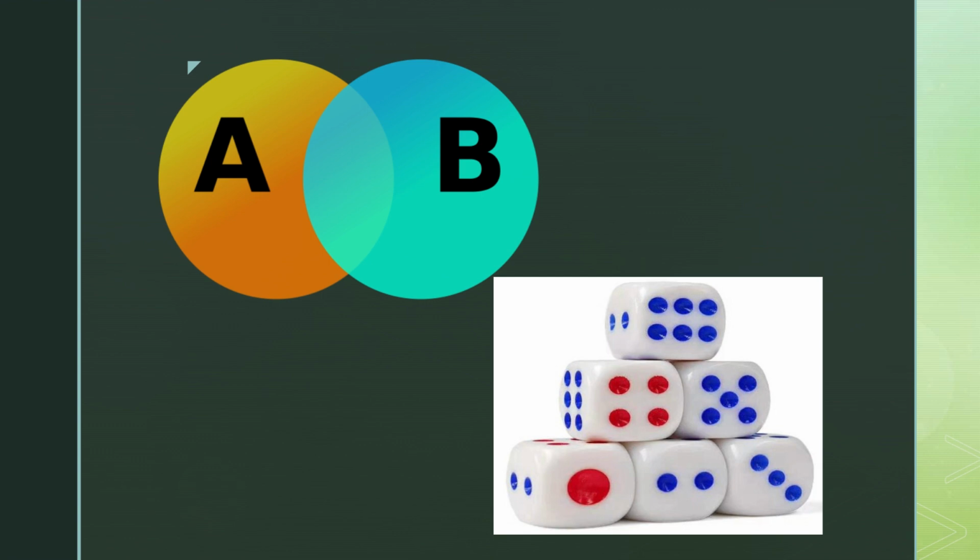Now let's look at another case. Let's see, event A is getting an odd number and event B is getting a number less than 4. Are these events mutually exclusive? Let's see, if we get a 1, then we can see that it is an odd number as well as less than 4. It is the same if we get 3. These two events can happen together, which tells us that they are not mutually exclusive.